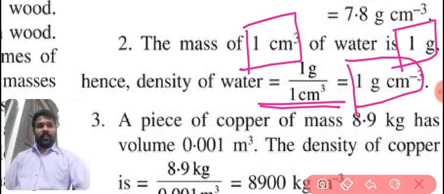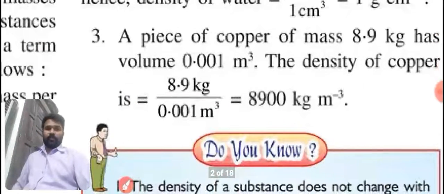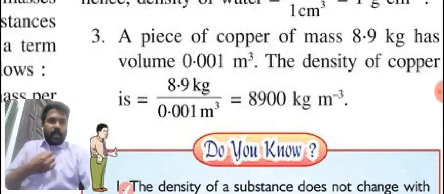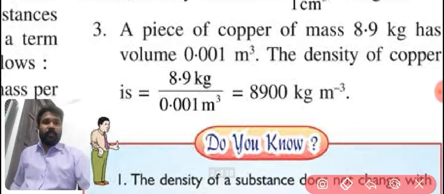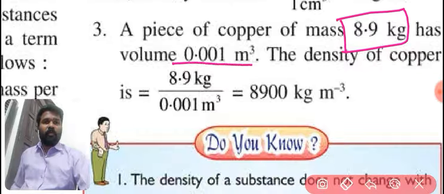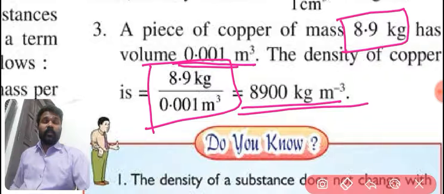Okay students, now the third example is a piece of copper. Please mark it. A piece of copper of mass 8.9 kilogram has a volume of 0.001 meter cube. Then the density of copper is 8.9 kilogram upon 0.001 meter cube. By calculating this, we will get 8,900 kilogram per meter cube.